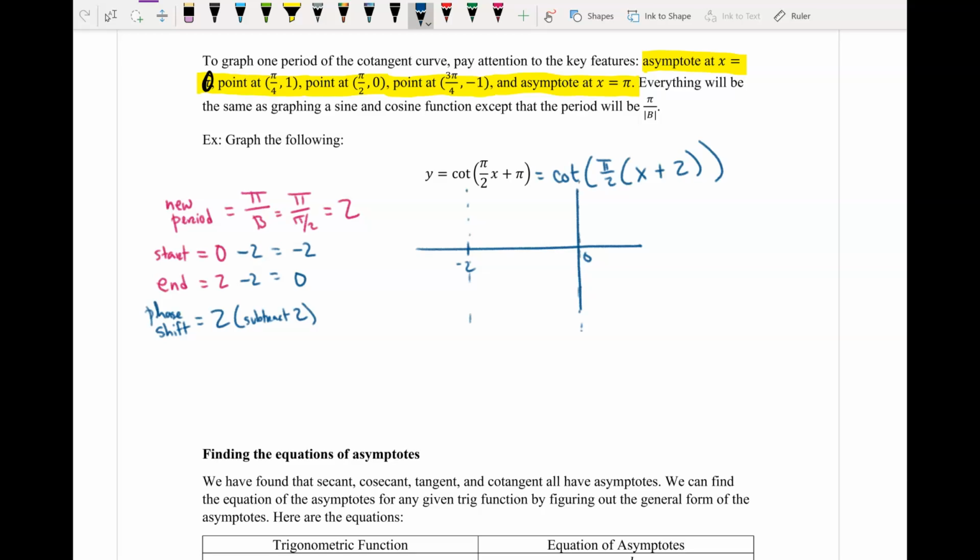Let's figure out what my halfway points are. This shouldn't be too bad. Halfway between -2 and 0 is -1. Halfway between -2 and -1 is -3/2. And halfway between -1 and 0 is just -1/2. And let's just graph the cotangent curve, because there's no amplitude, nothing else. It's just at +1 and then -1, and it's just decreasing. So this would be one period of this particular graph. And that's basically it for this one.